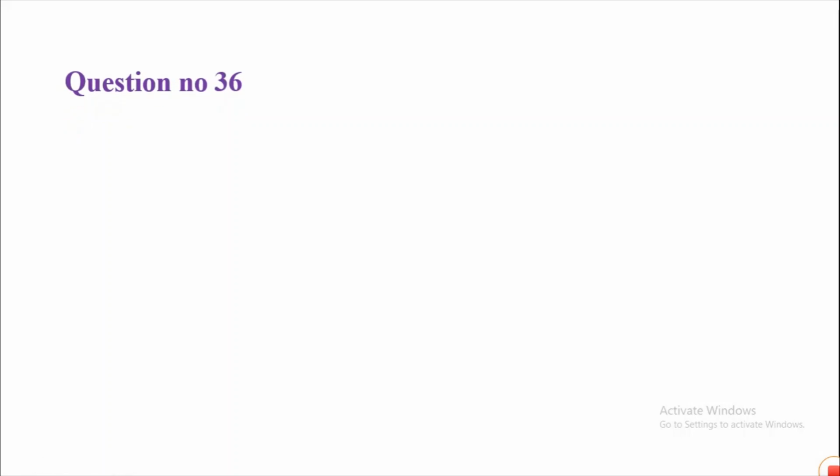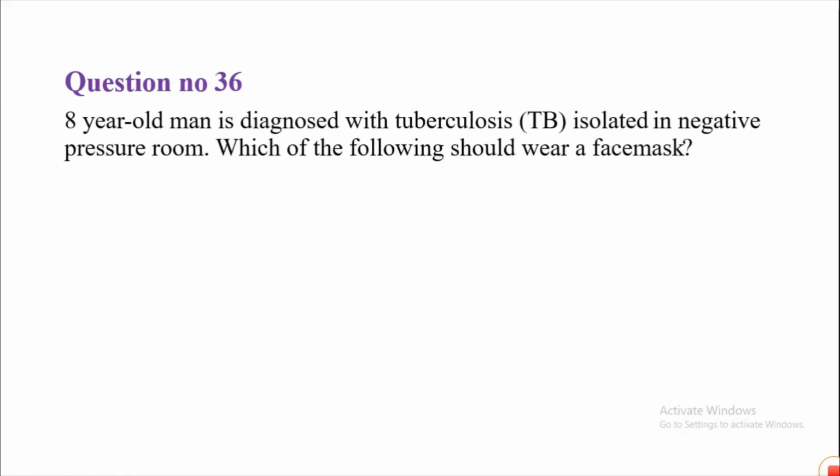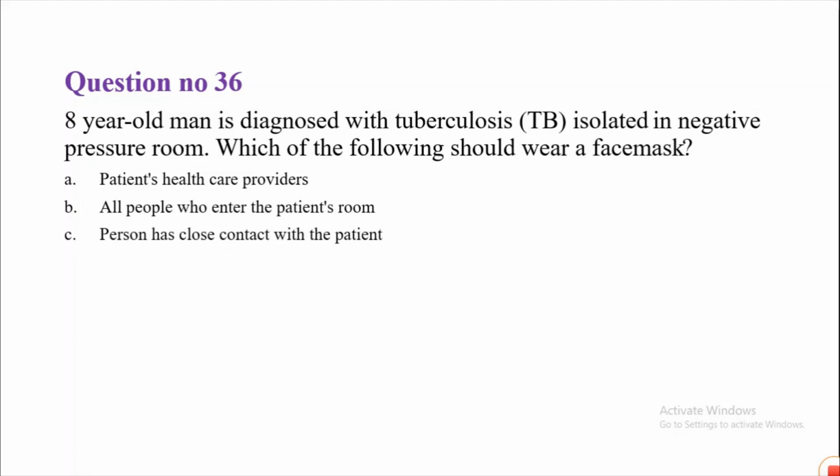Question number 36. A man is diagnosed with tuberculosis and isolated in a negative pressure room. Which of the following should wear a face mask? The options are: A, patient healthcare providers; B, all people who enter the patient's room; C, person who has close contact with the patient; D, family members who are at risk for infection.